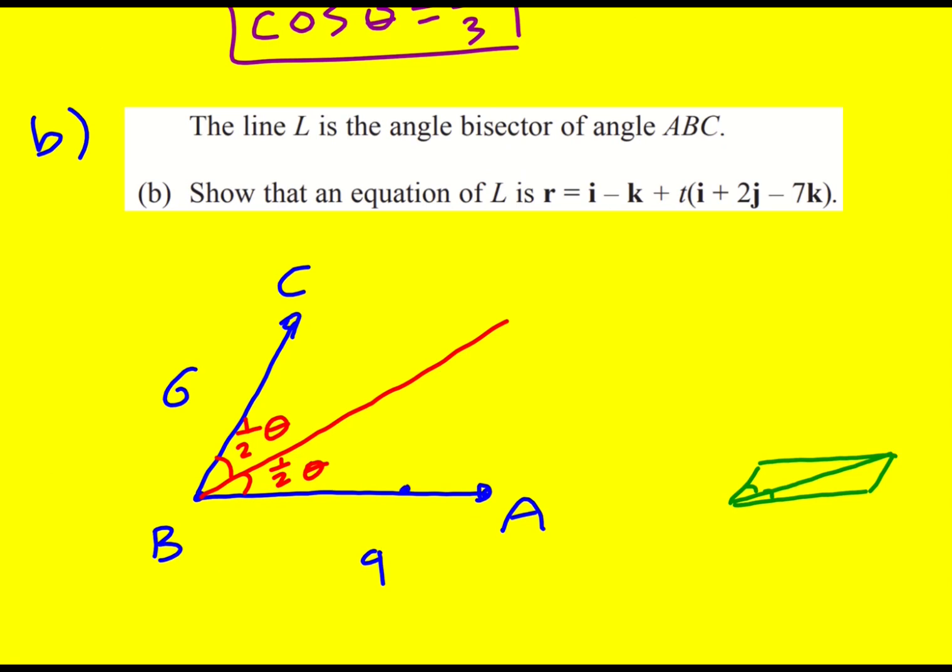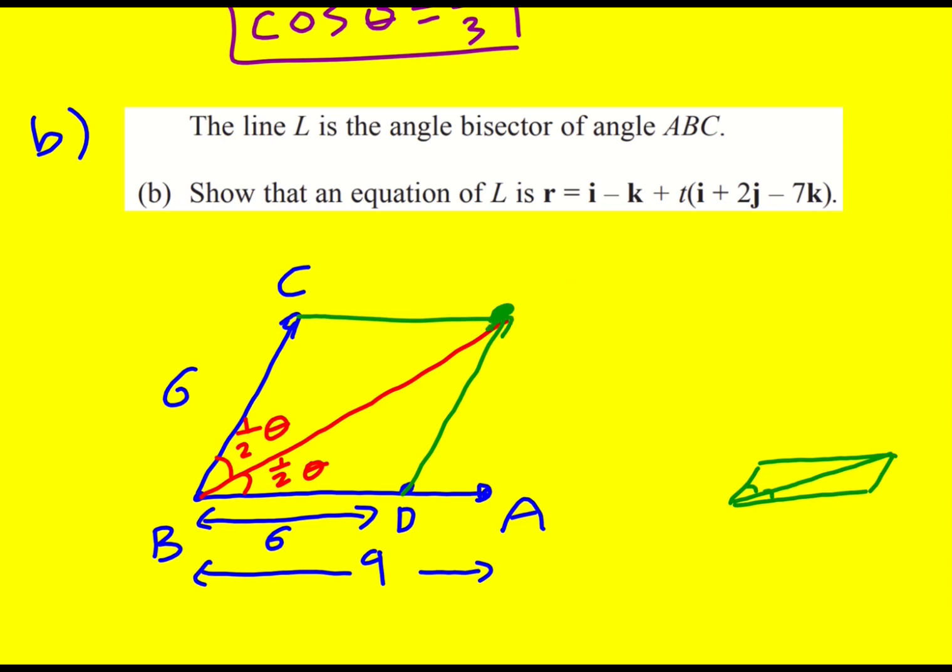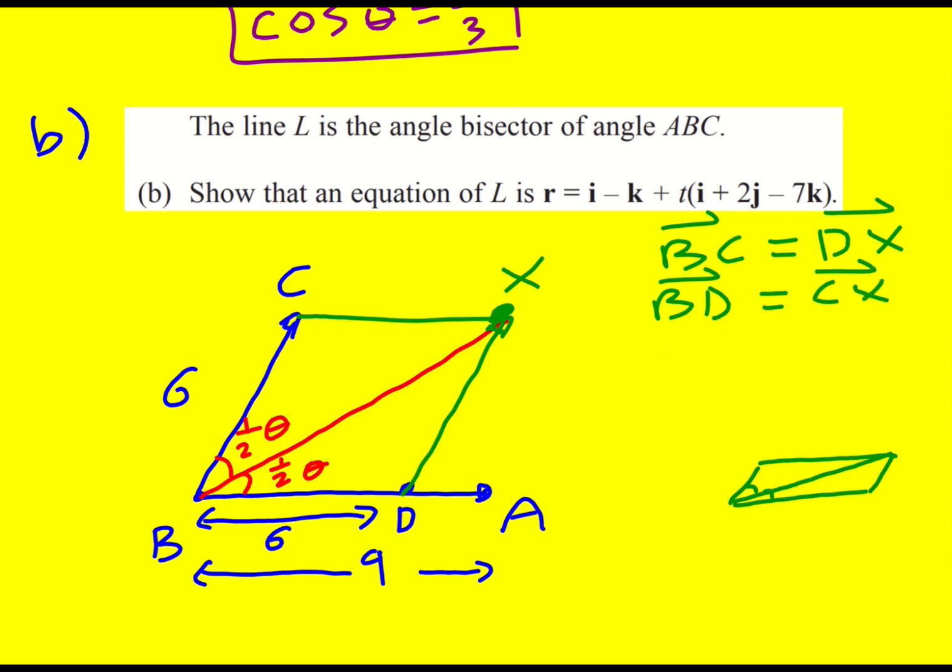So that means there will be a point, say here, which I'll call D, which will also be 6 in length. And what we have done, absolutely crucially, is constructed a rhombus, because now if I go the same direction here, this will work out. I'll call this X. Essentially, BC will equal DX, and BD will equal CX. Actually, they're all equal. BDXC is a rhombus.